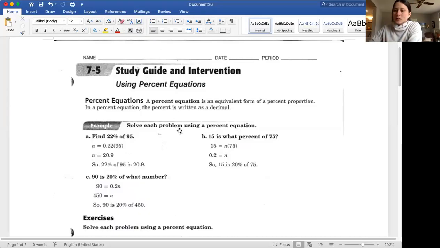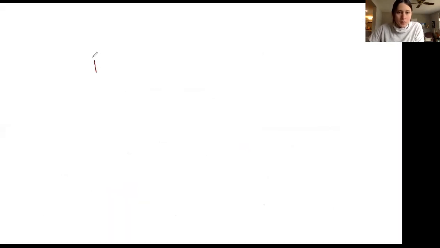Okay, so previously we had talked about using the percent proportion, which really went something like this. It was the part compared to the total is equivalent to the percent out of 100. So in this lesson, we're going to turn this equation into a different type of equation, but it's essentially saying the same thing.